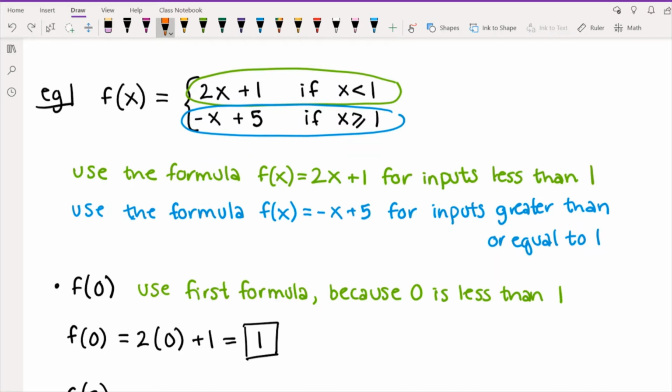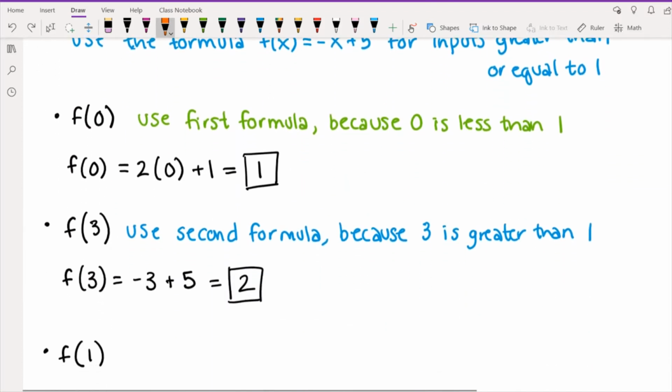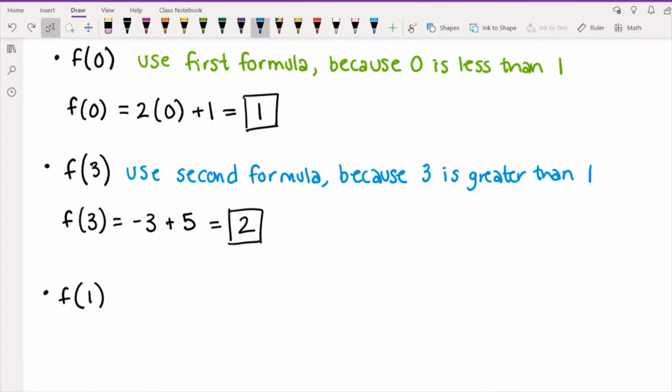On the other hand, if we look at the bottom formula, this one tells us that we can use it if x is greater than or equal to, right? That's what that bottom part means. And so if x is greater than or equal to 1, we're supposed to use the bottom formula. And so in this case, we're trying to plug in 1, and so we need to use the second formula.